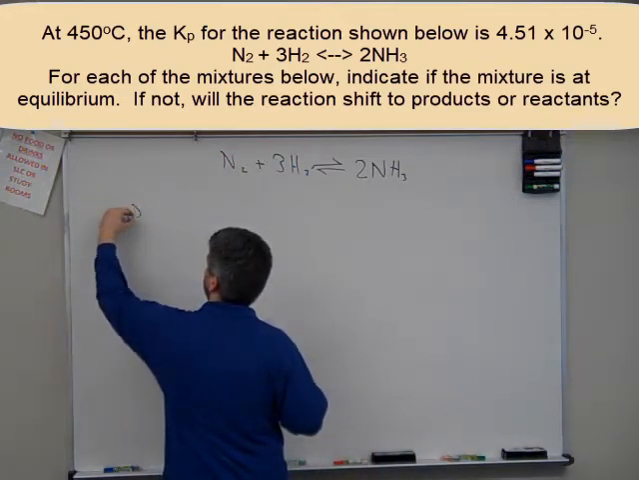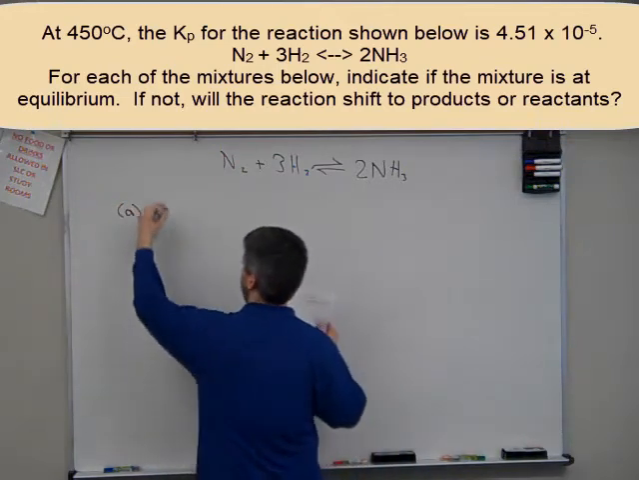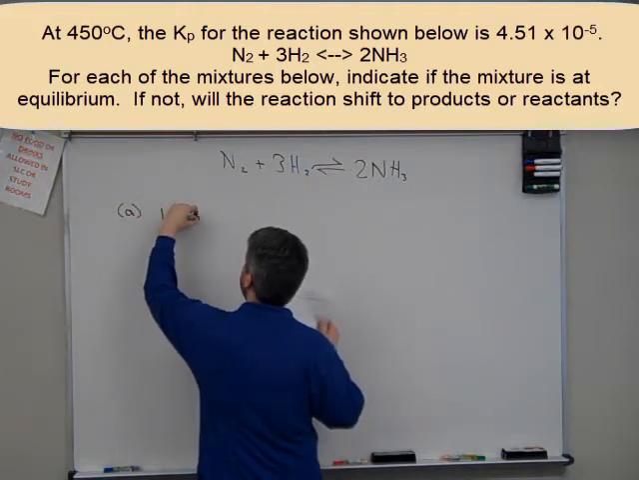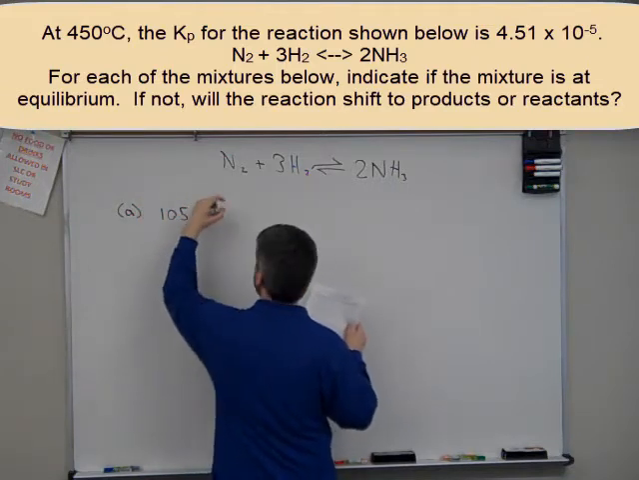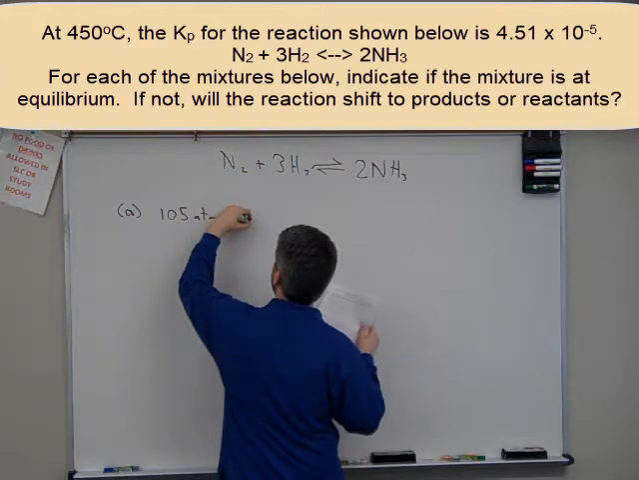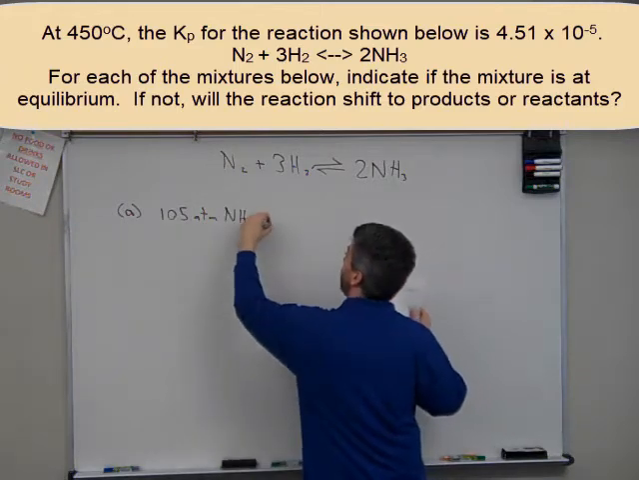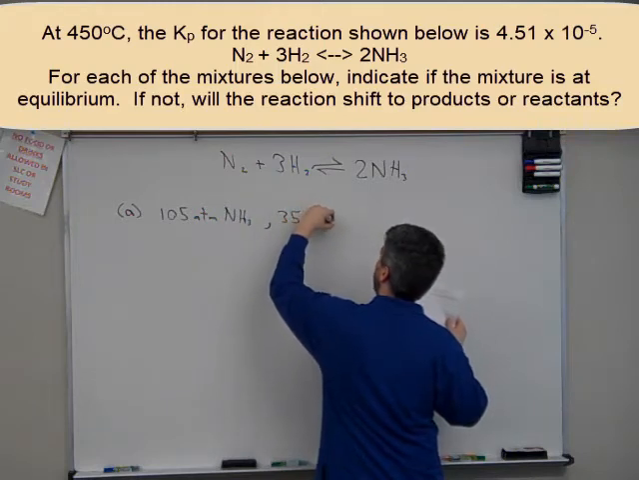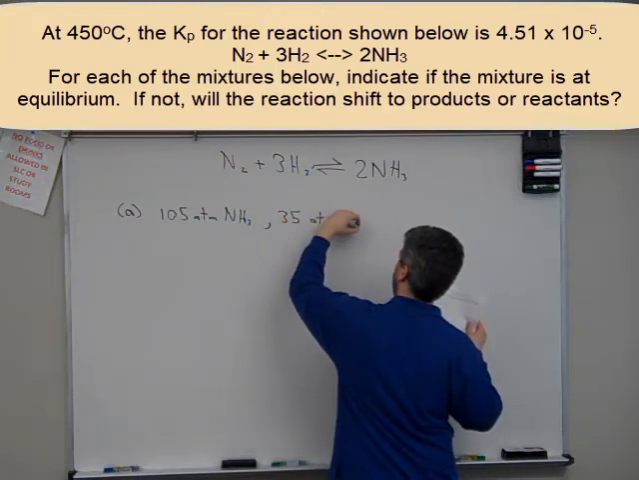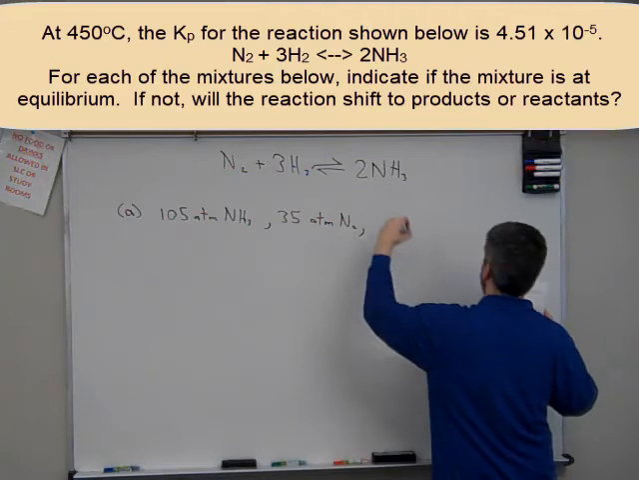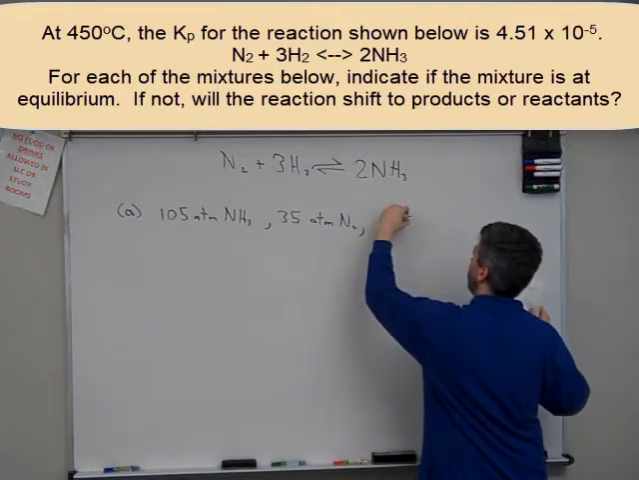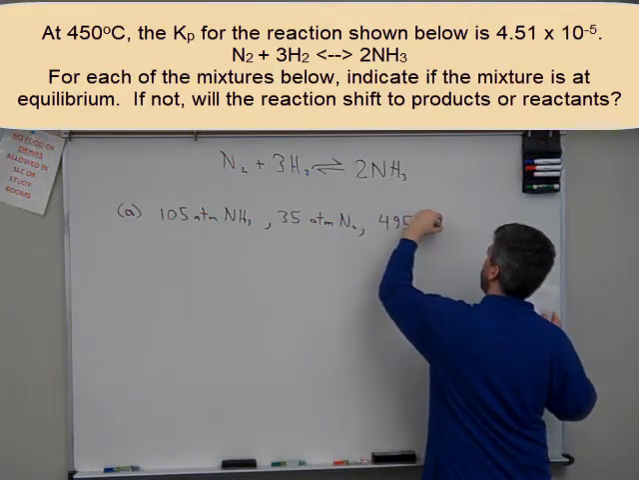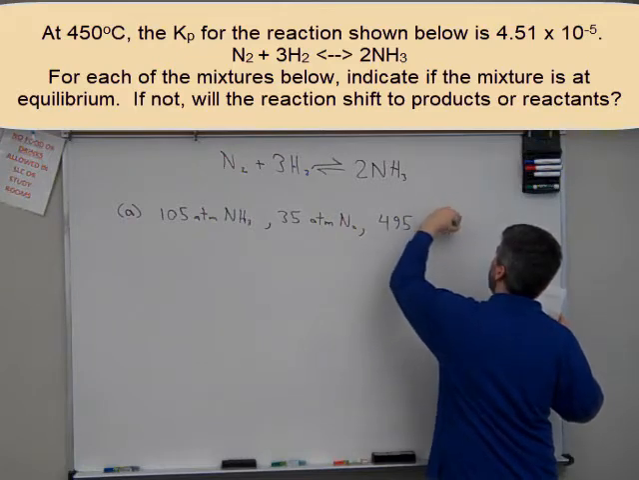And it gives us, for part A, an initial set of values: 105 atm NH3, 35 atm N2, and 495 atm H2.